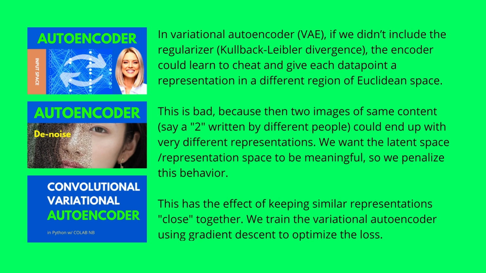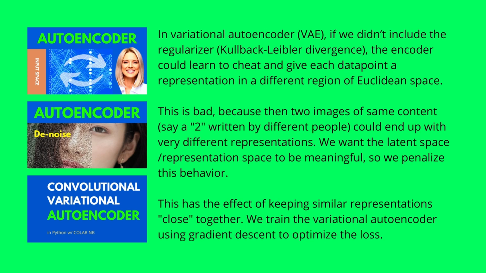We want to compute this, so we want to have a very efficient code. So this is bad, because then two images of the same content, let's say a handwritten 2, could end up with very different representations. And we want the latent space, or the representation space, or the hidden space, or whatever you might call it, to be meaningful for us.